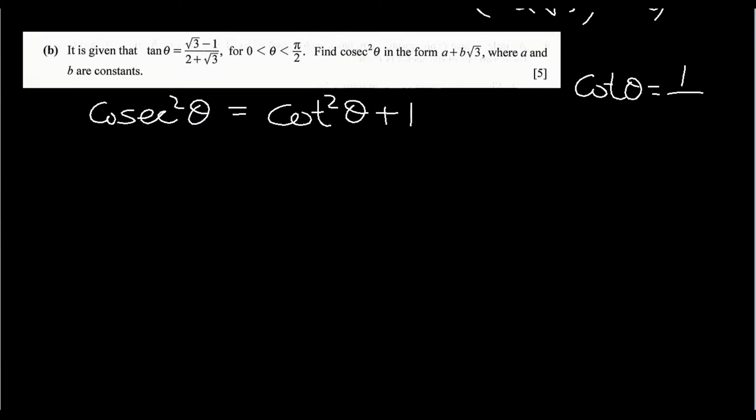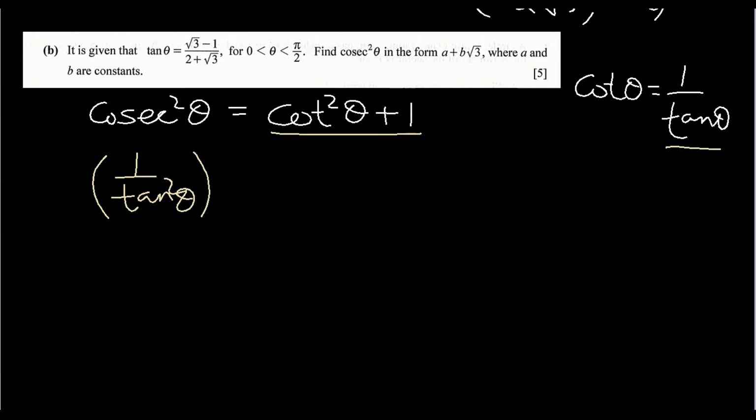Alright, so we want cosecant square theta, correct? There's an identity that cosecant square theta is cot square theta plus 1. We also know that cot theta is 1 over tan theta. And this is the fact we will use to solve this. So in place of cot, we will write 1 over tan. So it becomes 1 over tan square theta plus 1, right?